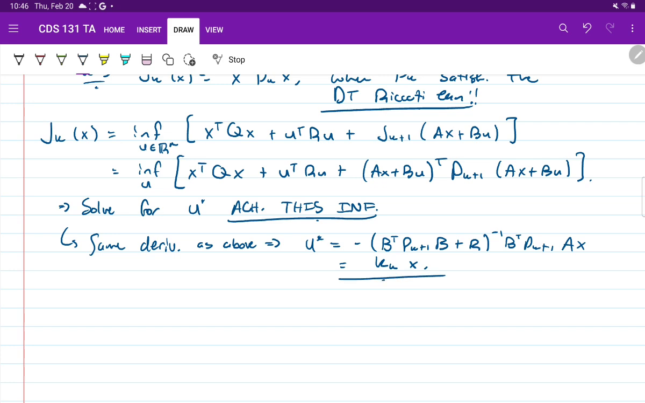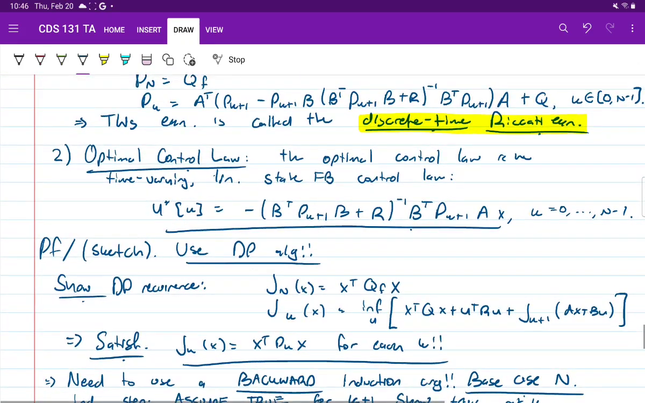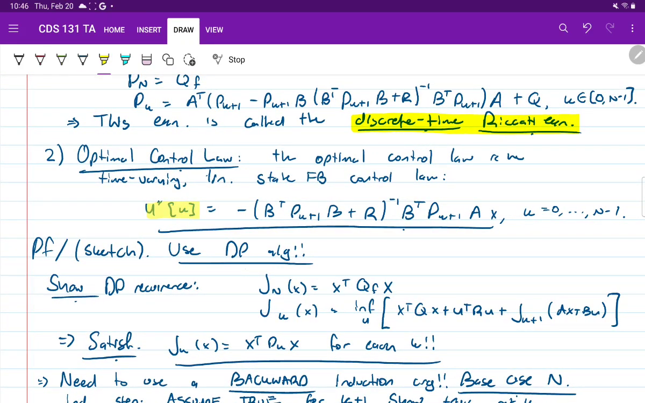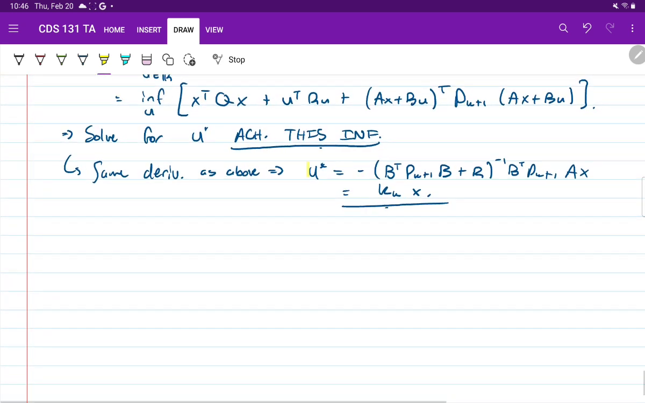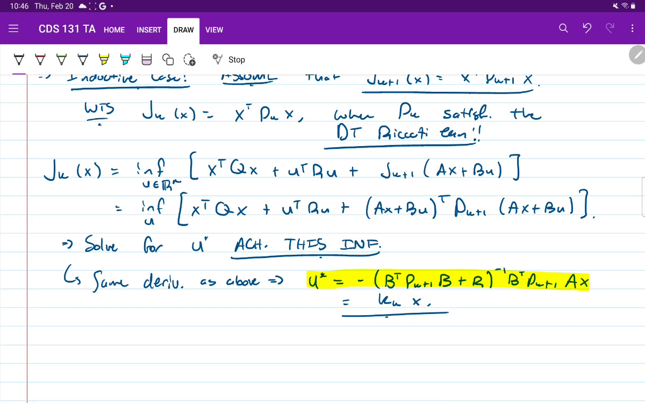So what this actually does is confirm along the way that my optimal control law is of the form that I wanted. We get this nice time-varying state feedback control law. So that confirms that along the way, which is nice.